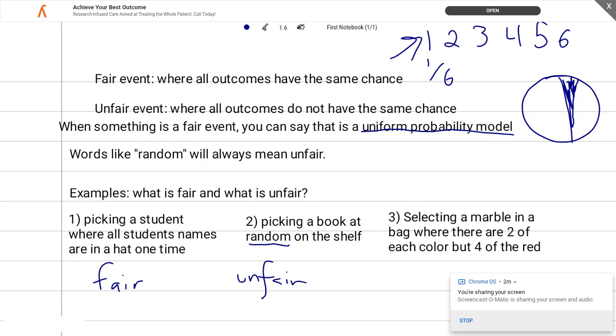And the last one, you're selecting a marble in a bag where there are 2 of each color but 4 of the red. But if there's 2 of every color, but the red has 4, that means there are more red. So it's likely that the red could get chosen before any of the other colors. So this would be unfair. If you had a situation where you were selecting a marble and they each had 2 marbles in the bag of each color, that would be fair. But because they told us there is more of the red, it automatically makes it unfair.